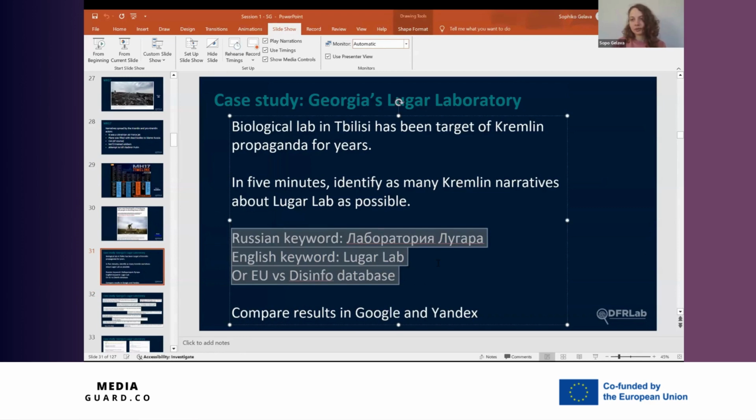And also, if you prefer, you can use this EU vs Disinfo database. You can search Lugar Lab there, and you can also identify some narratives there.